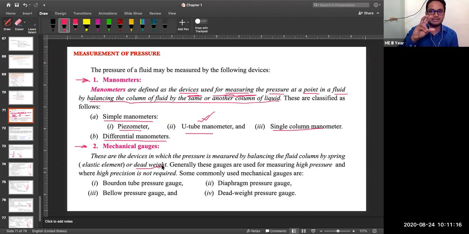As you have seen, a dial gauge is there in your compressor. Whenever you are going to fill air in your motorcycle tire, there also some dial gauge is there. So this is working on this principle. Actually, this fluid column is balanced by some spring or dead weight. Generally this topic, mechanical gauges, is taught in a separate subject, in which you will go for measurements of all the equipments. In fluid mechanics, this manometer is considered in your syllabus. So we will focus on manometers.